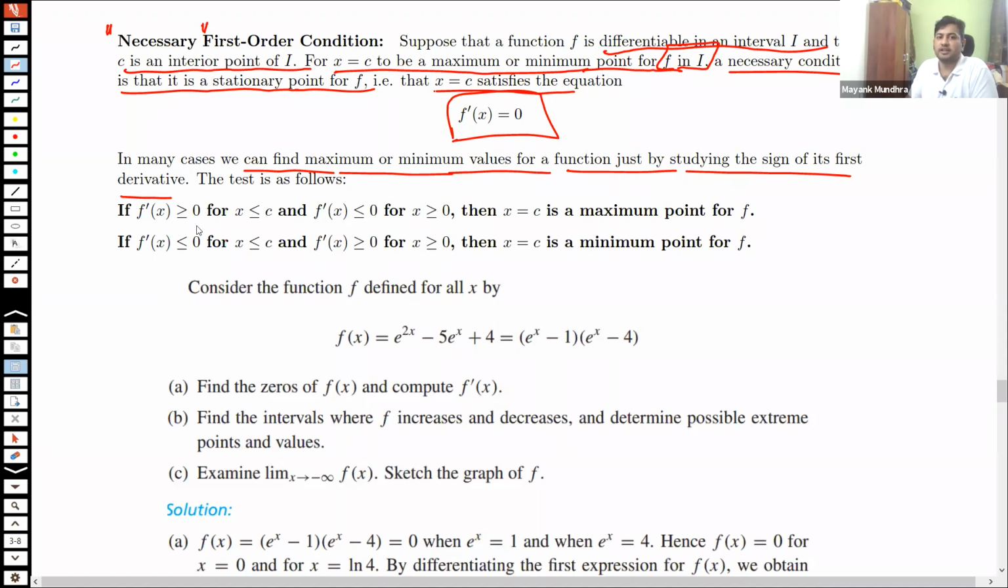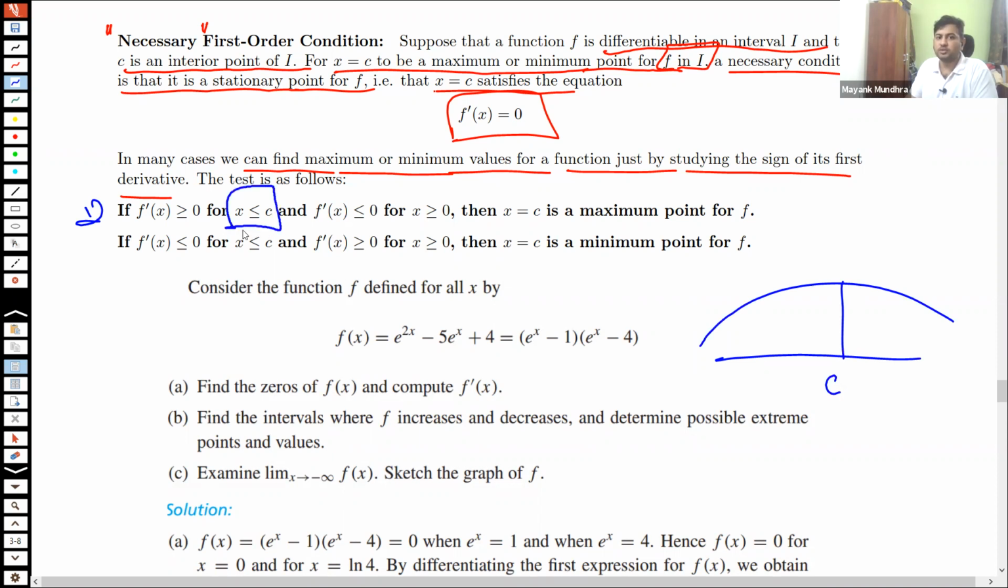So f prime greater than or equal to 0 for x less than or equal to c, and f prime less than or equal to 0 for x greater than or equal to c, then it's a maximum point. So we are saying that at some point c in the domain of a function, so for the first example, consider this point c.